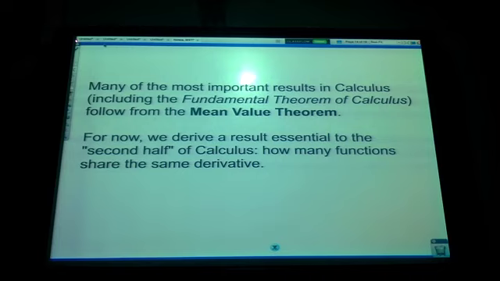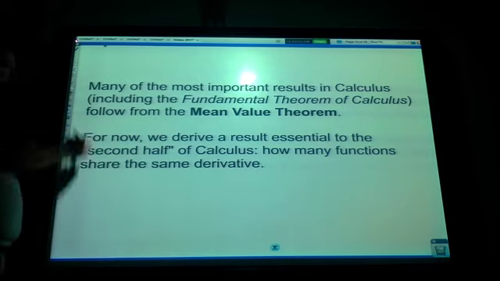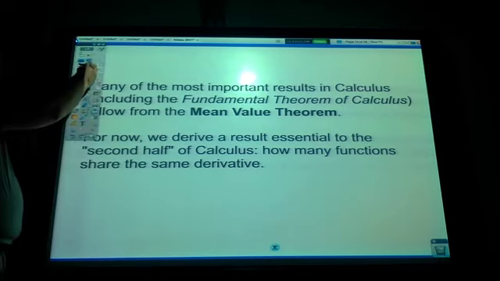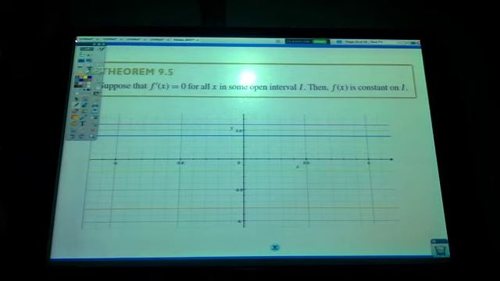Many of the most important results in calculus, including one we call the fundamental theorem of calculus, follow from the mean value theorem. For now, we'll derive a result essential to the second half of calculus. How many functions share the same derivative? A couple of theorems before we get there.